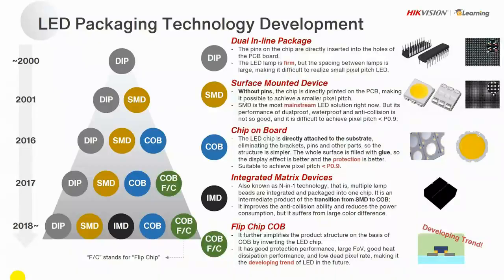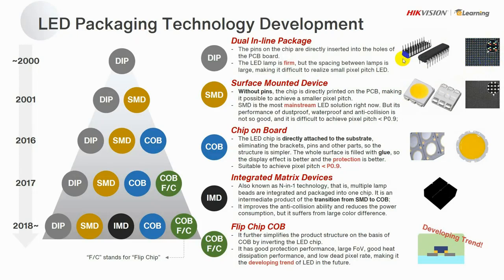Okay? After talking about lamp and the color, let's take a look at packaging technology first. So it's not that complicated. At the beginning, we have DIP on the top. So the LED lamp is on the chip, and there are lots of pins for the connection on the PCB board. Since the LED is firm, it's a little bit big, and it's hard to make small pixel pitch like shown on the right. We can see here.